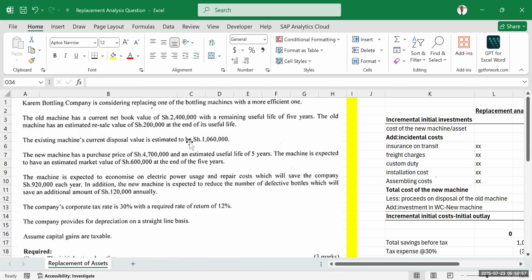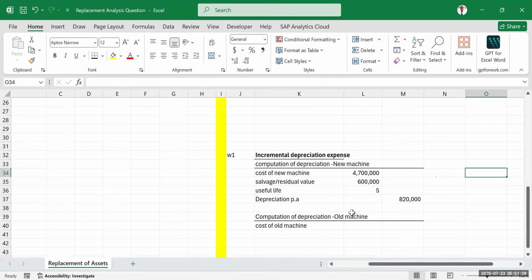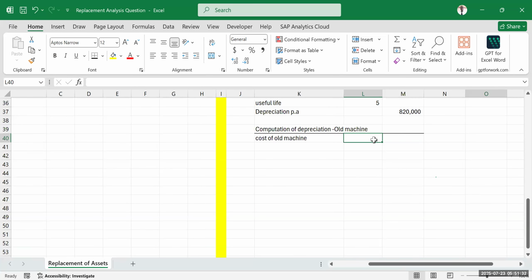So this net book value at the start will be used as the cost of the machine because we are picking net book value as at the replacement date. As at the replacement date. I want you to note that part. This depreciation on a straight line basis, normally we start with cost. But in this case, we pick that value as at the date of replacement to represent the cost of the old machine, which is 2.4 million. So I will write there 2.4 million.